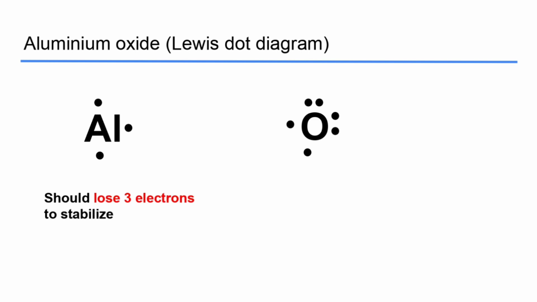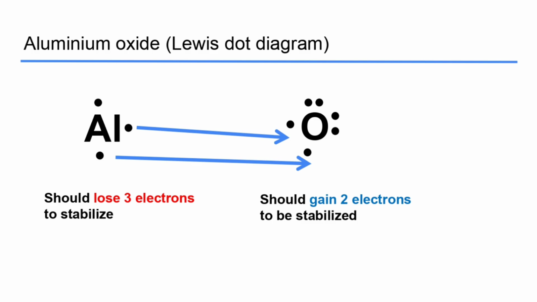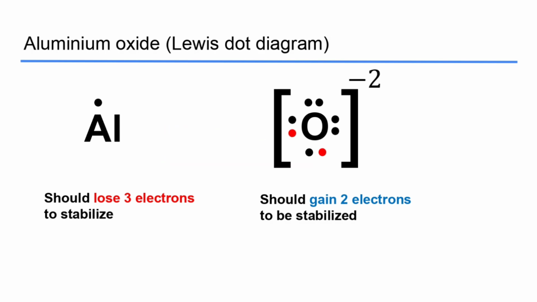Aluminium ion is a cation, so it's going to lose 3 electrons. On the other hand, oxygen will gain 2 electrons because the oxygen ion is an anion. That means 2 of the valence electrons that used to belong to aluminium will migrate to oxygen. Now, as you can see, the oxygen ion is happy. It gained 2 electrons, so the octet rule is satisfied.